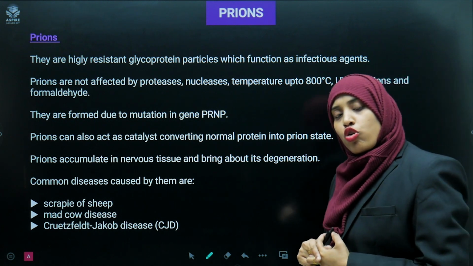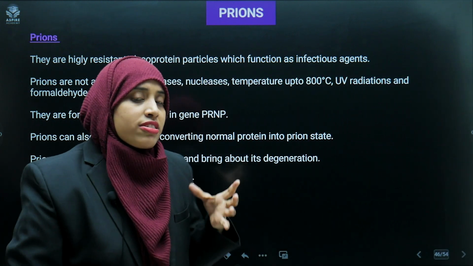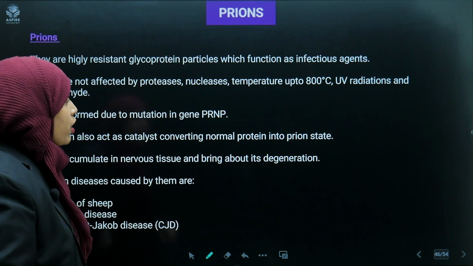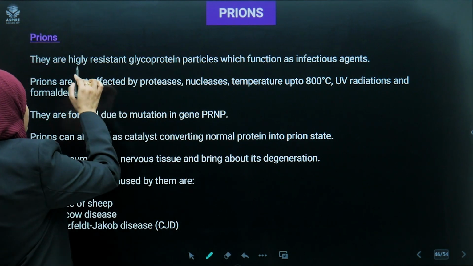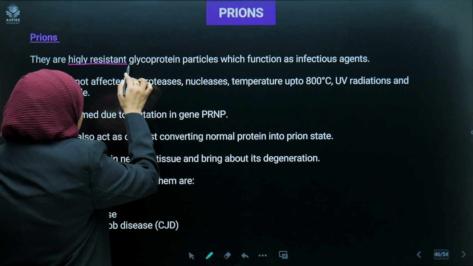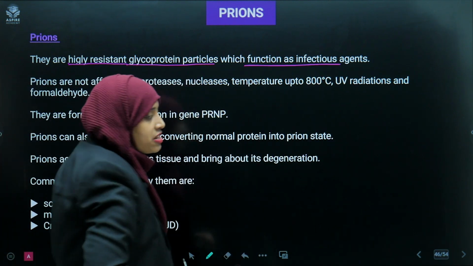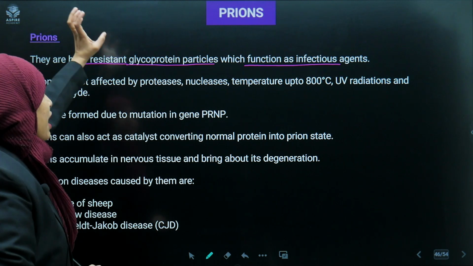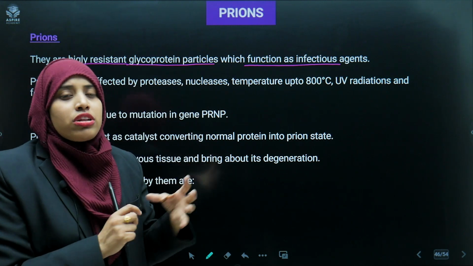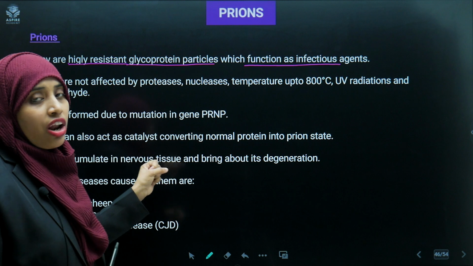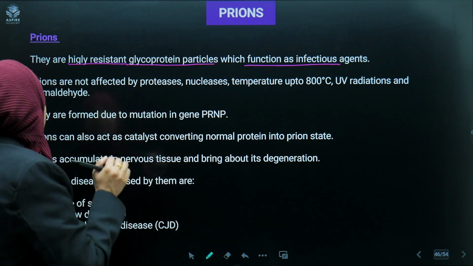What are prions? They are also causing disease. What are they made of? They are made of glycoprotein. So they are highly resistant glycoprotein particles which function as an infectious agent. So it is a glycoprotein with very high resistance power, and they cause infectious disease.